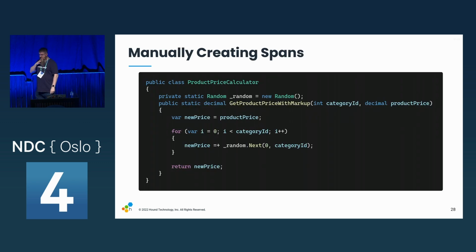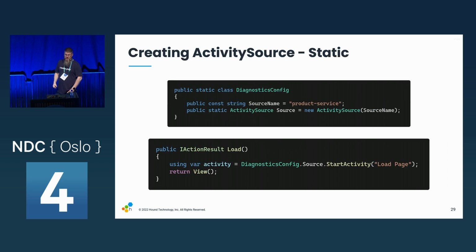So how do we manually create spans? Now, I wrote this little bit of code. I firmly believe this is how a lot of retailers do markup on their products, just run a random and add some markup to it. There's no instrumentation in here at all, but imagine that what we're doing here is that markup can change, the logic can change, the time it takes can change. Really good for a span. So first up, we create an activity source.